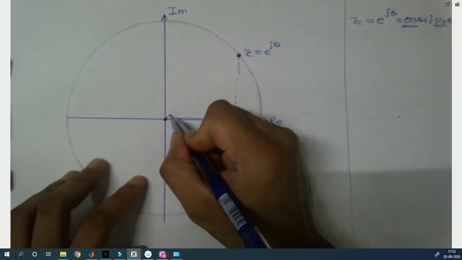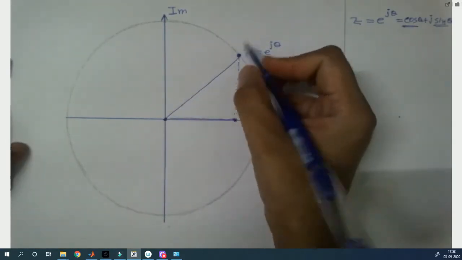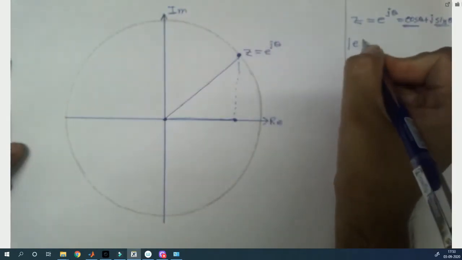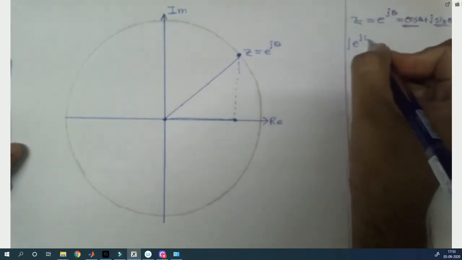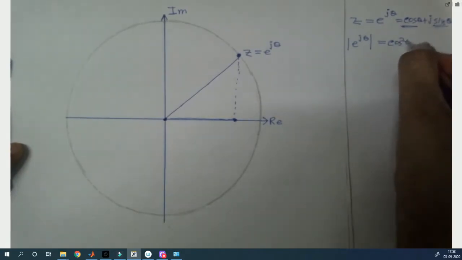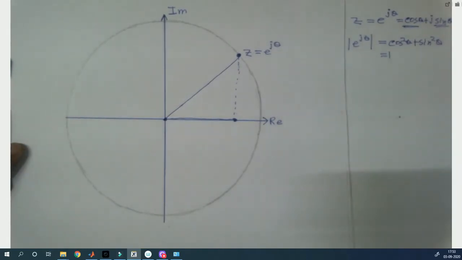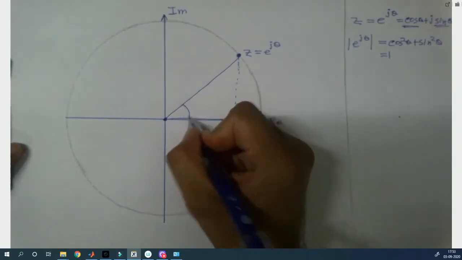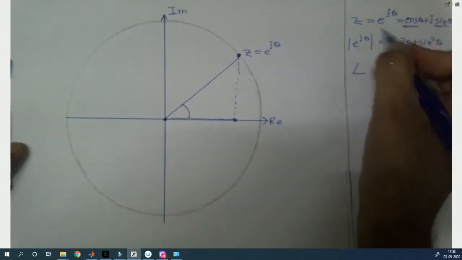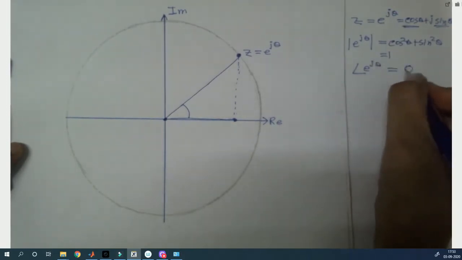Now the length of the line joining the origin and this complex number is given by the modulus of e to the power j theta, which is the square root of cosine square theta plus sine square theta, equal to 1. And the angle of this line with the real axis is given by the angle of this number e to the power j theta, which is equal to theta.